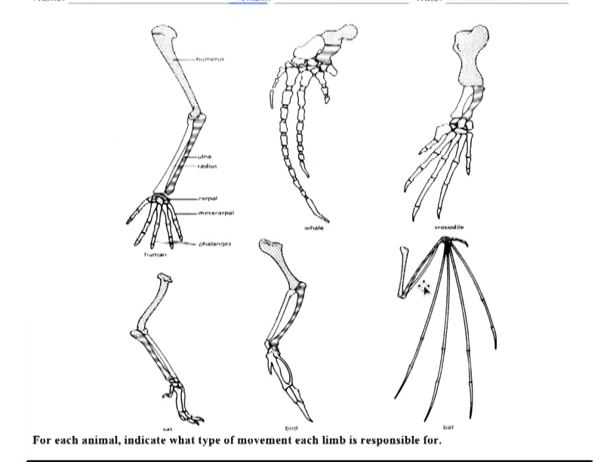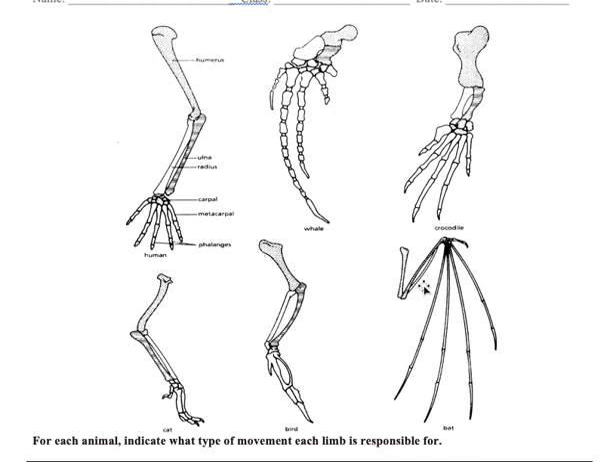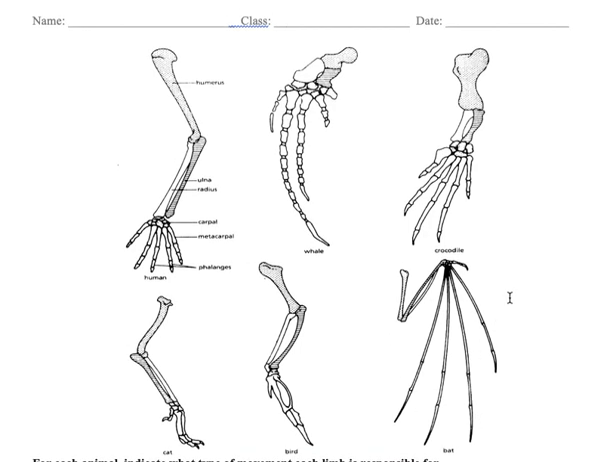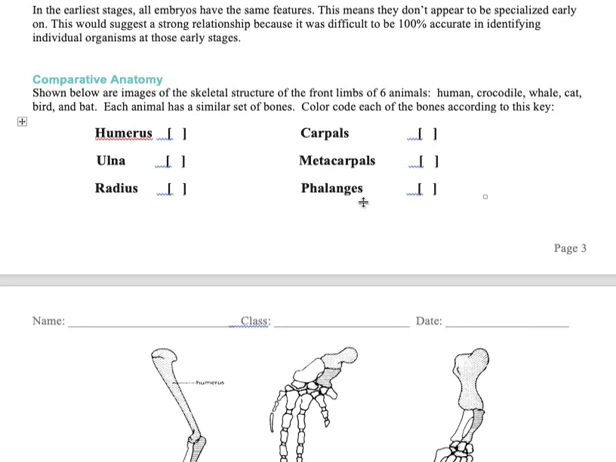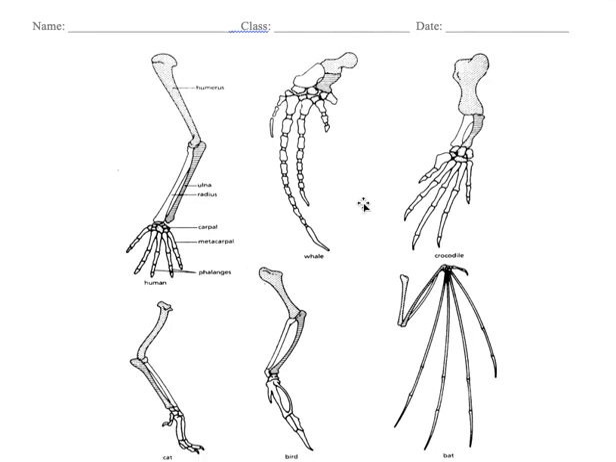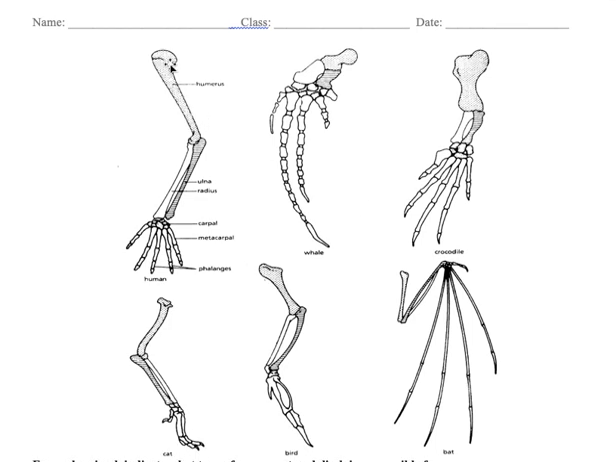Okay, so these are all homologous structures. You have the human arm, you have the whale fin, you have the crocodile leg, the cat leg, the bird leg, and the bat wing. They all look the same, and that's because they all have these parts. There's a humerus, there's the ulna, there's a radius, you have carpals, you have metacarpals, and phalanges. And so looking at these structures, you can see the humerus on the human arm is here. It's also shaded on all the other structures.